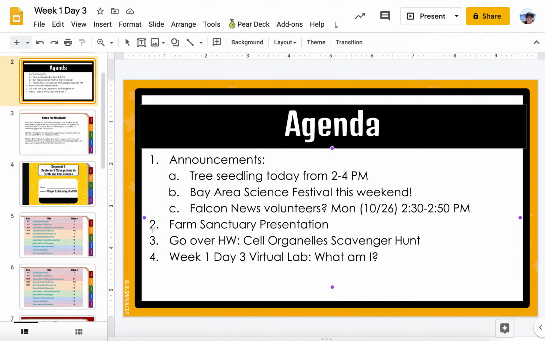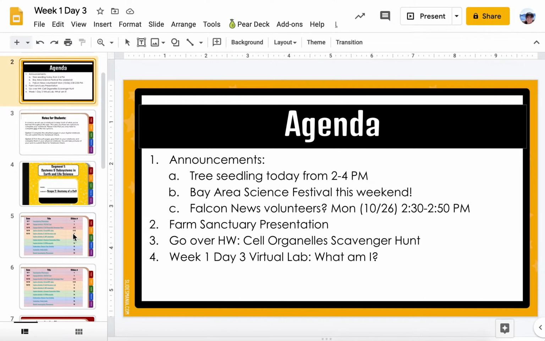Following that, we went over your homework from last time, which is the week 1, day 1 cell organelle scavenger hunt, and we also went over how to complete the lab on week 1, day 3 virtual lab What Am I? I'm going to go over item 3 and then I'll go over item 4 for today.